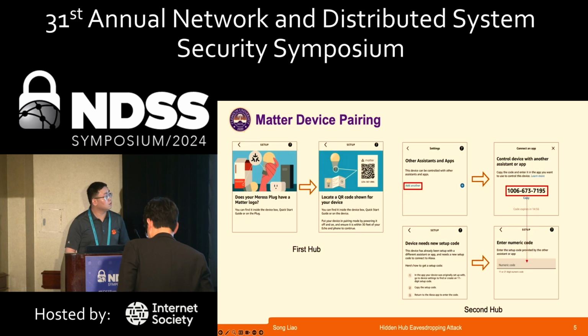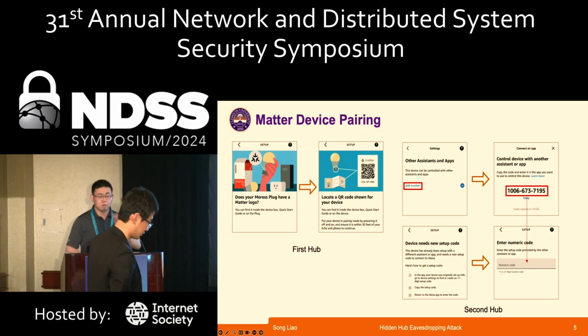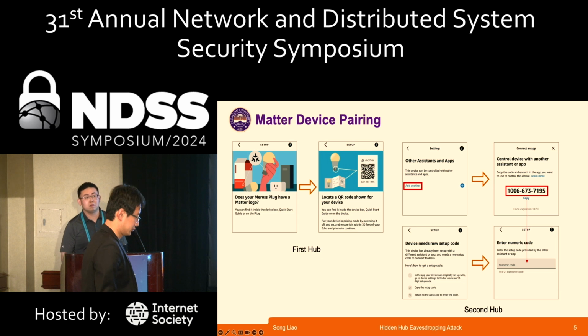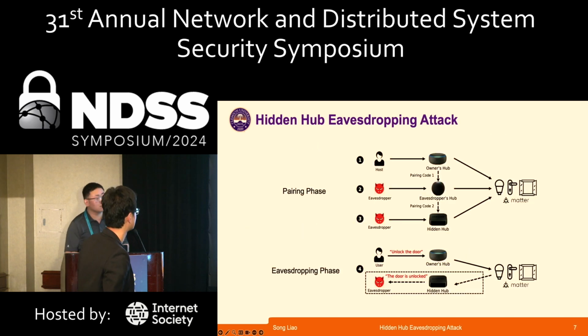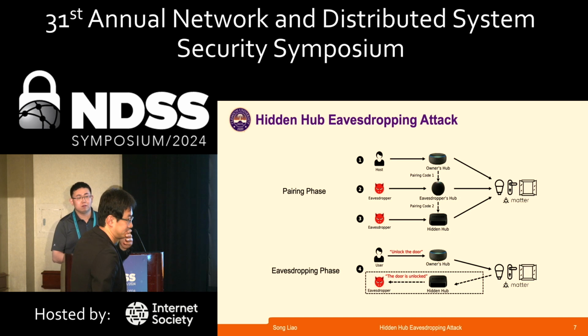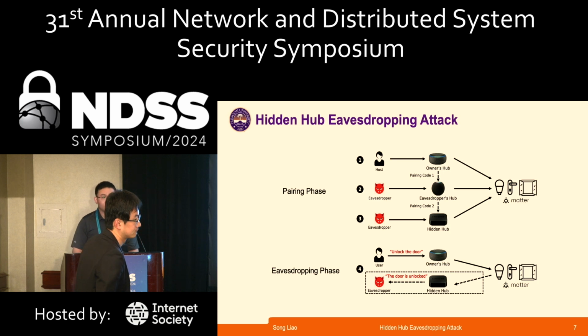In a real world scenario, how is the pairing code transferred to the eavesdropper hub? Can you go to that eavesdropper hub slide? How is pairing code 1 transferred from the owner's hub to the eavesdropper's hub? The host will provide the pairing code to the eavesdropper. So the assumption here is the owner allowed the tenant to have his own hub, but then the tenant further delegates that to a hidden hub. That's the idea, right? Yes. Got it.